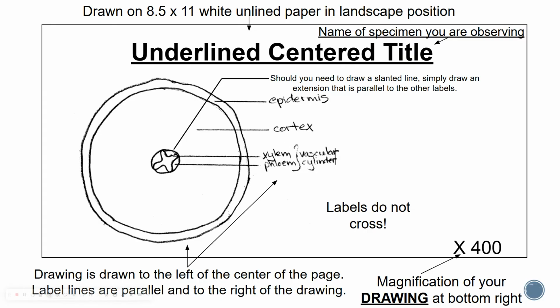Okay. Your line should never cross. So this line should not go through here. This line should go up here, and then you make it horizontal after. So never cross your lines. And make sure that the lines actually touch what you're intending to label. If it's trying to label a membrane, make sure it's touching that membrane. On the bottom right, you're going to have your drawing magnification, and we'll teach you how to make a drawing magnification shortly.